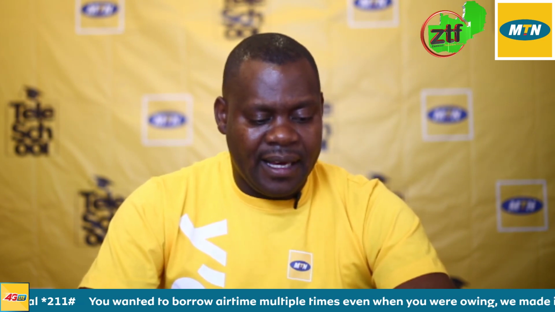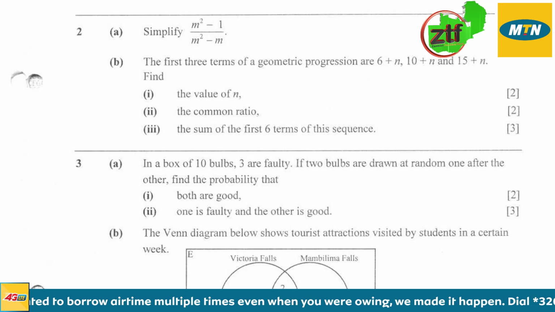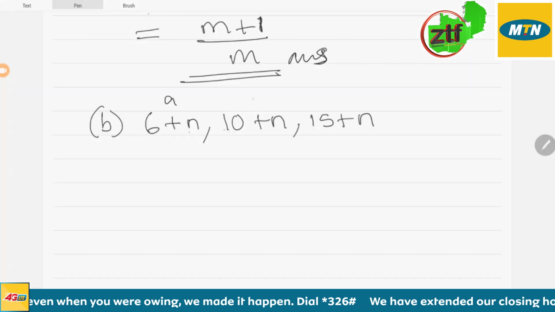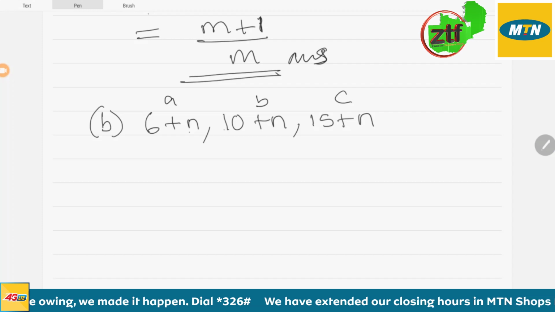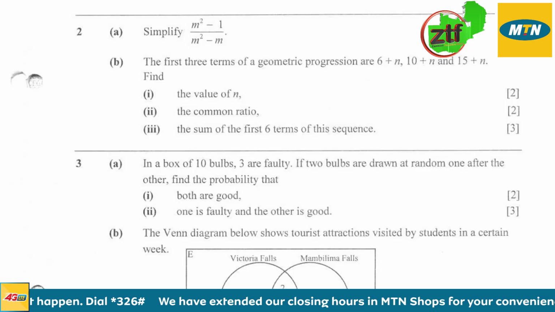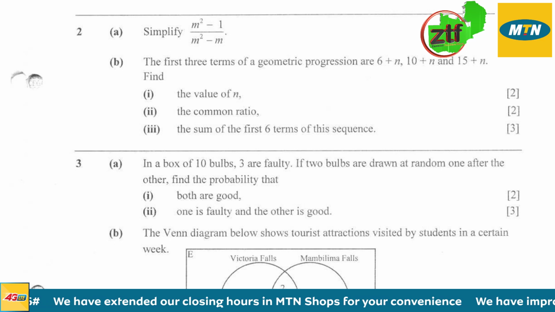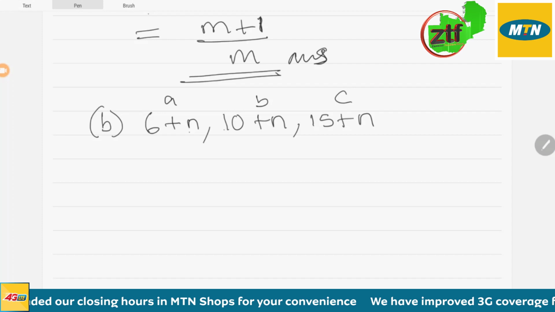So the question states, the first three terms of a geometric progression are 6 plus n and 10 plus n and 15 plus n. So this is the first term, this is the second term, and we can call this our third term. And then they continue to say, find the value of n. How do we find the value of n? To find the value of n, we'll first need to find the common ratio.